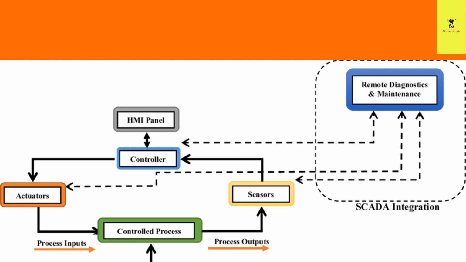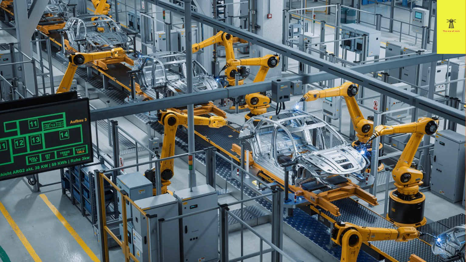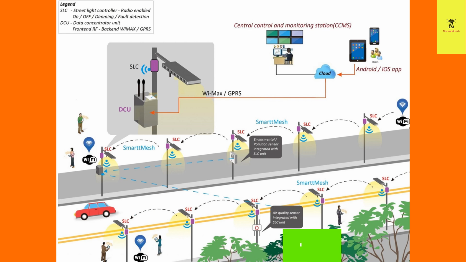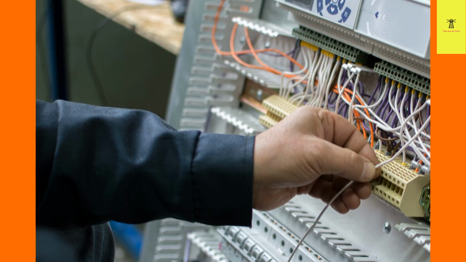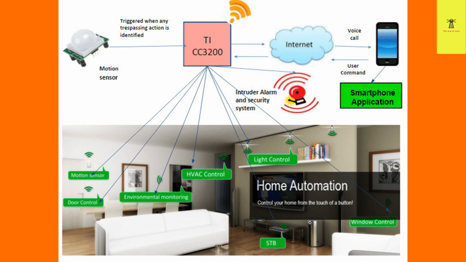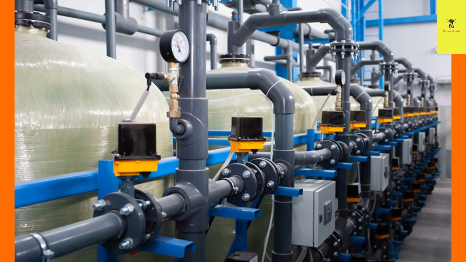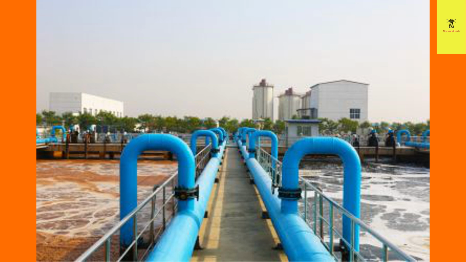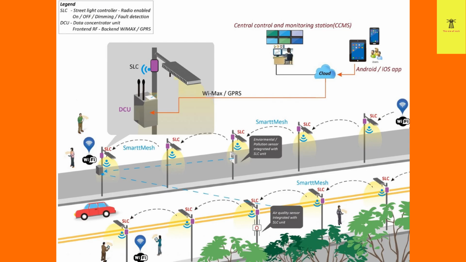The common uses of automation systems: first, manufacturing, for automated assembly; then building systems, like HVAC and security systems; utilities, for example, water treatment plants and power grids; and even home automation, like smart lighting, thermostats, and security. Let's take an example of a smart home, right?